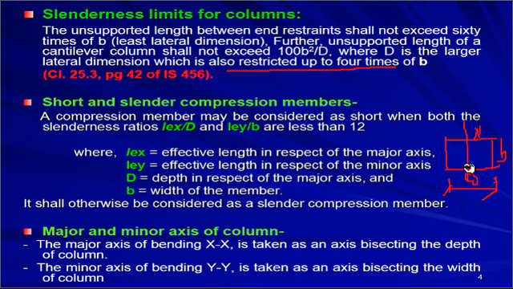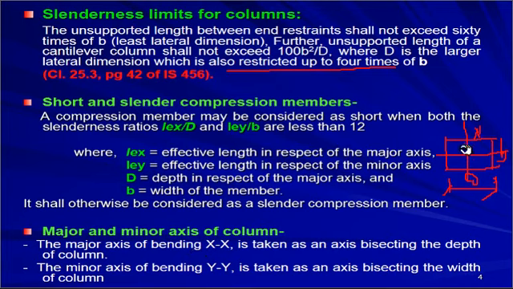So bending about the XX axis is divided by D, and if bending is about the YY axis, it is divided by B. So that is how we get LEX by D and LEY by B. If these are less than 12, then the column is called a short column. What is LEX? LEX is the effective length with respect to the major axis and LEY is the effective length with respect to the minor axis. Now what are the major and minor axes?